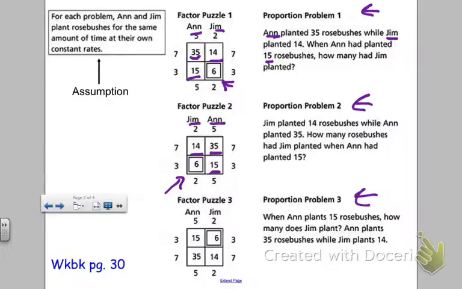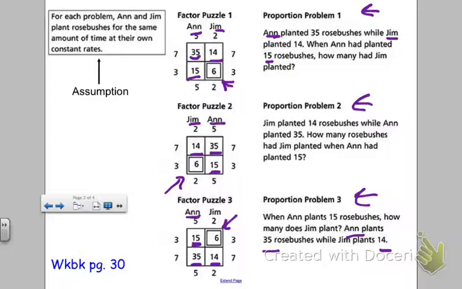When Anne plants 15 rose bushes, so here's Anne and here's the 15 rose bushes underneath, how many does Jim plant? So this was where our missing number would have been. Anne plants 35 rose bushes, so 35 must go underneath Anne, while Jim plants 14, so the 14 had to go underneath Jim. And 6 is the amount of rose bushes that Jim would have planted when Anne plants 15. Do you notice any similarities?